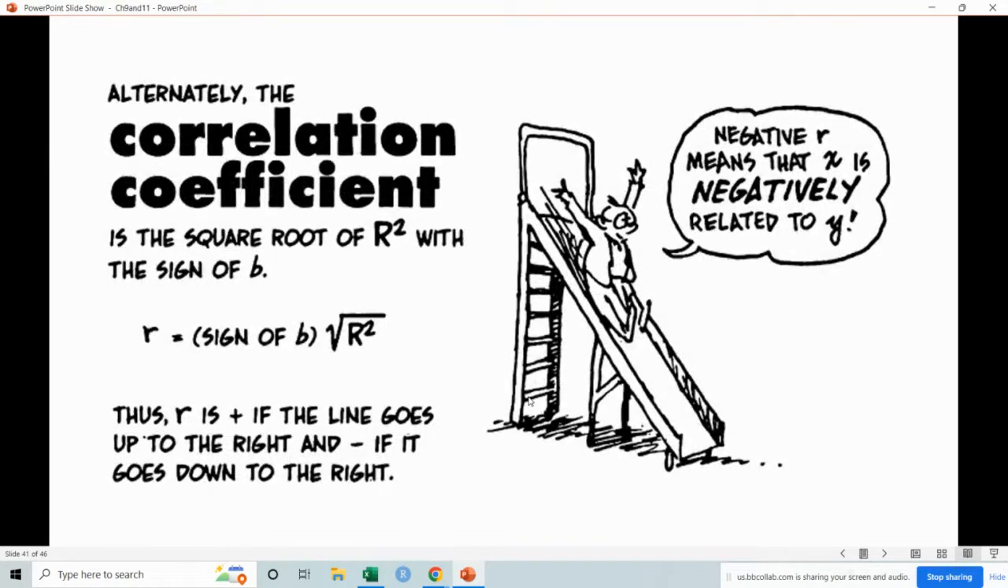Anyhow, alternatively, the correlation coefficient is the square root of r squared with the sign of b. So it's lowercase r now, and because it's the square root, the sign goes up to the right, and if it's negative, it goes down to the right. So negative r means that x is negatively related to y, right? So we're talking about correlation. It's also called Pearson's r correlation coefficient.